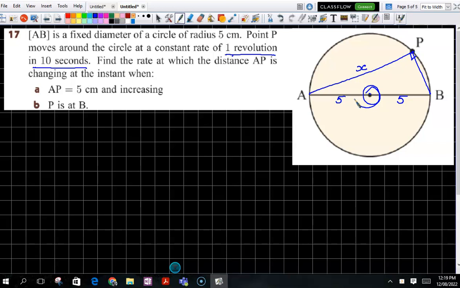I like your thinking, and I did exactly the same thing, but that is not going to allow me. Let's face facts. The one revolution per 10 seconds is around the whole circle. So how many angles in the whole circle? Except we're dealing with d theta by dt, so we're not working in degrees. We're working in radians. So it's 2 pi per 10 seconds, which is going to be pi over 5.